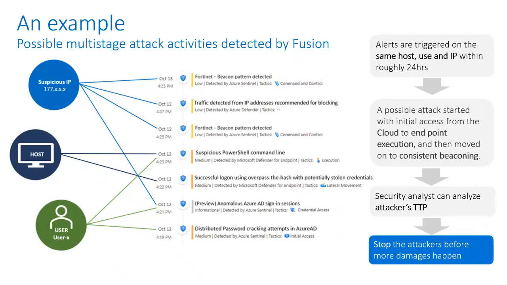So once your analysts see this high severity incident in your workspace, they can quickly understand the TTPs in this attack and take immediate actions to stop the attack before more damage happens. After seeing the example, you might wonder how the new set of Fusion ML algorithms can really help you find this kind of emergent threats in your environment.